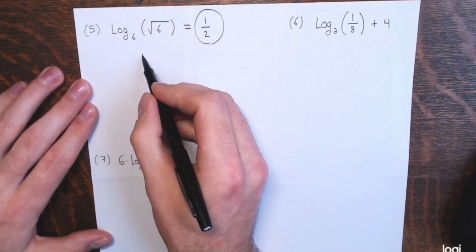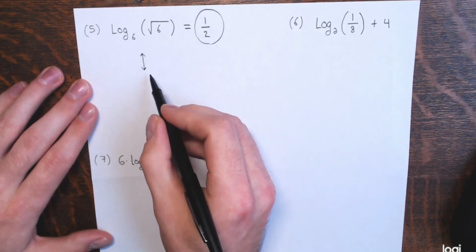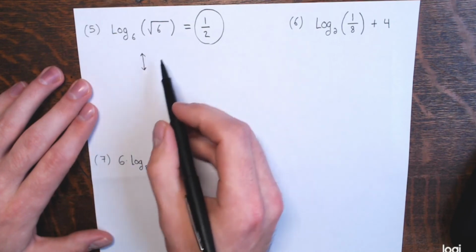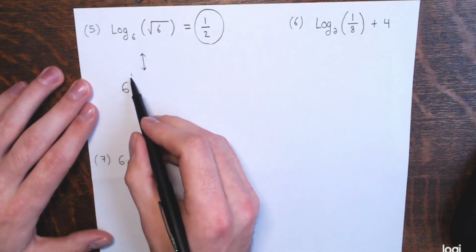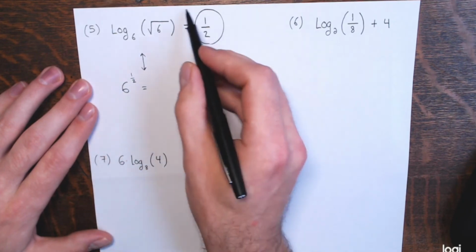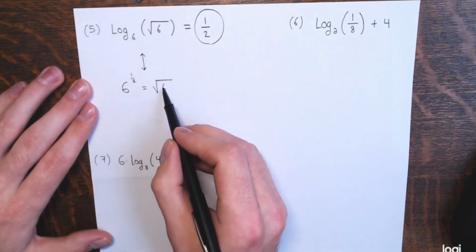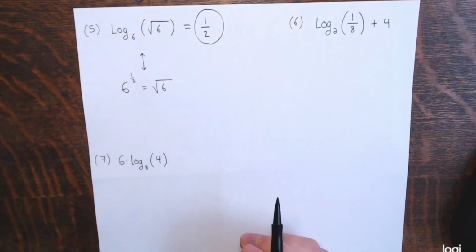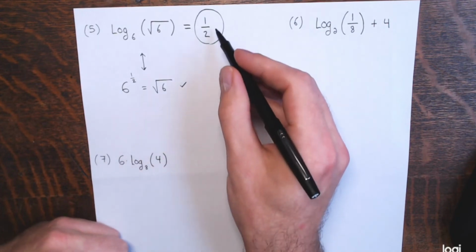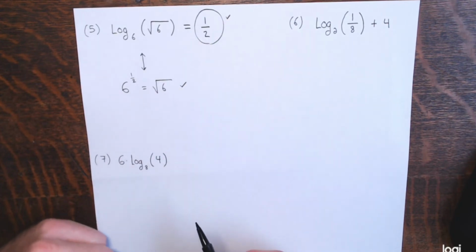And again, if you want to translate back and forth, change it to exponential form, see if it's true. 6 to the half power, is that equal to the square root of 6? Well, yeah, that's what square root means, right? Raised to the half power. So this works. 1/2 is the correct value of that logarithm.